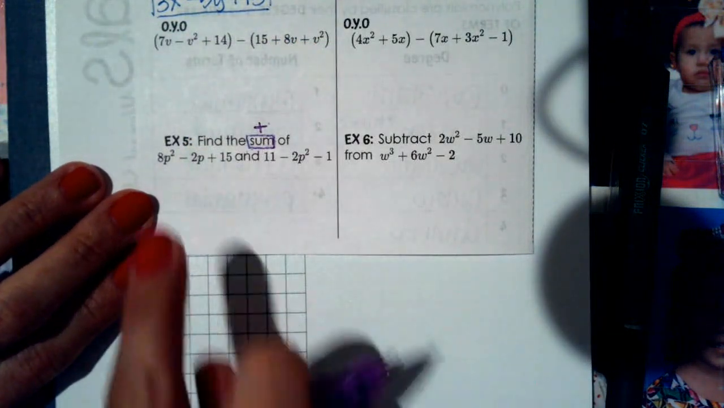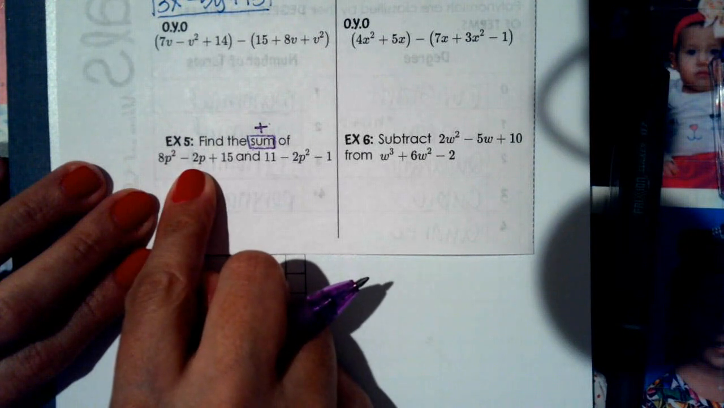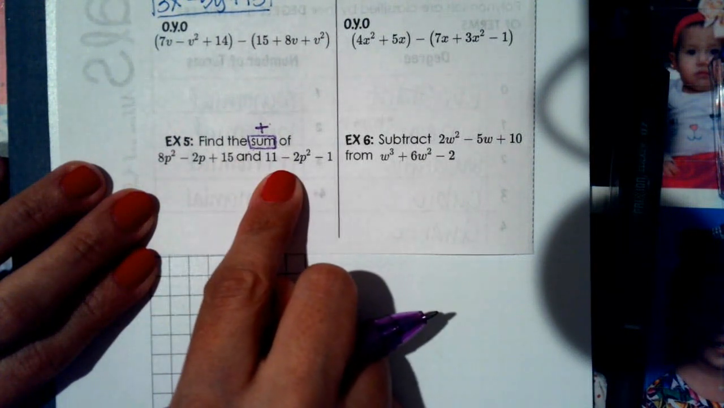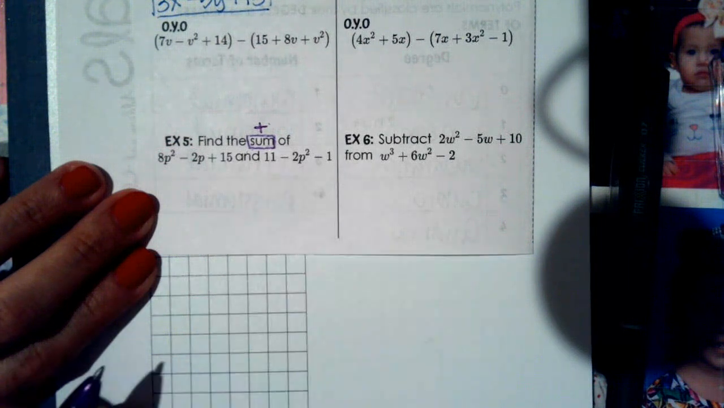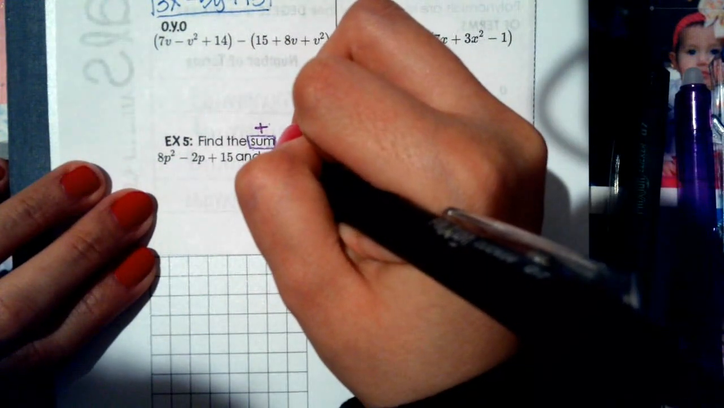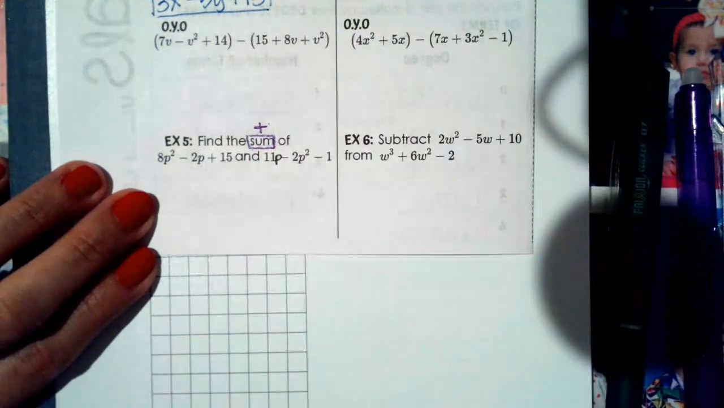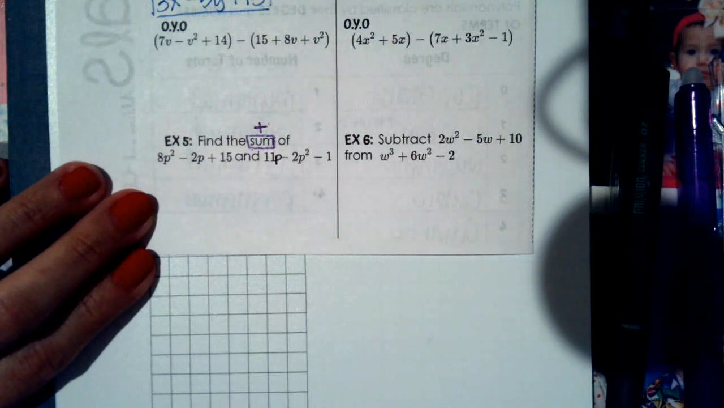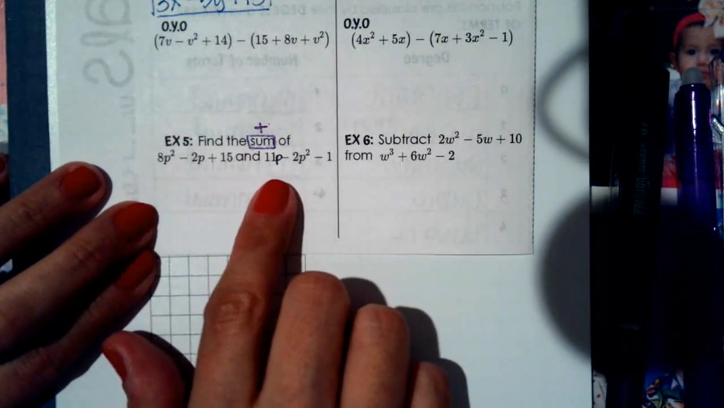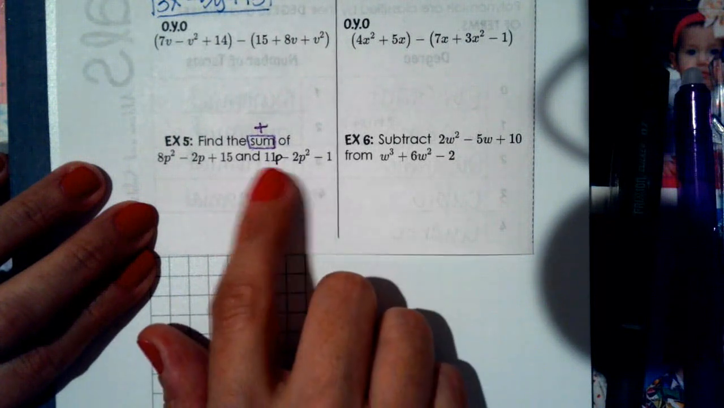So I'm finding the sum of 8p squared minus 2p plus 15 and 11 minus 2p squared minus 1. Pretty sure there's a typo here. Let's make that 11p. All right, now, so that's 11p minus 2p squared minus 1. There was your typo.